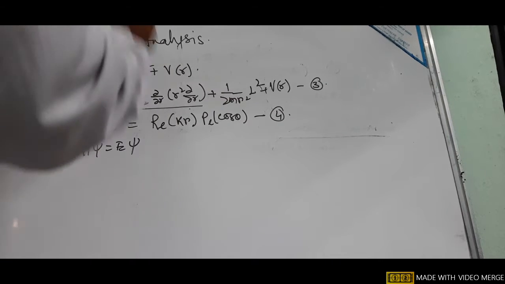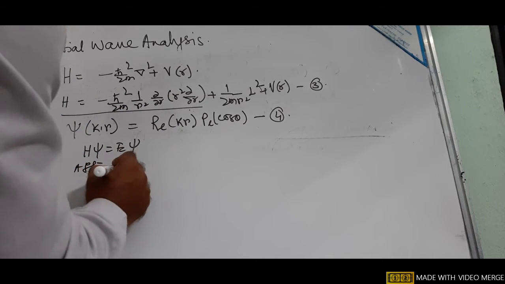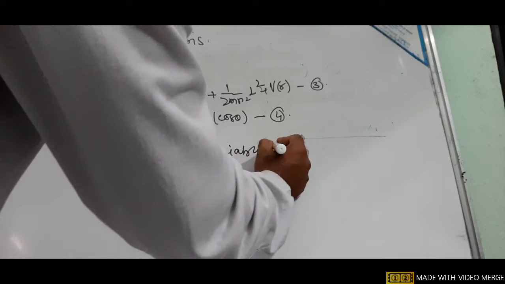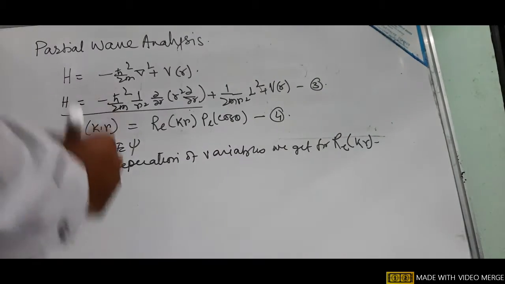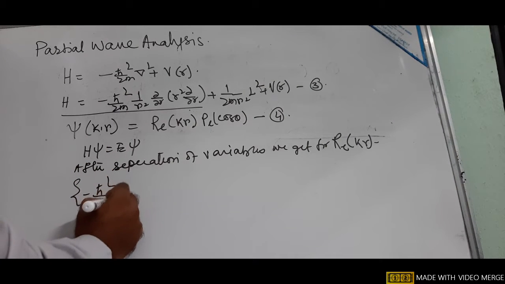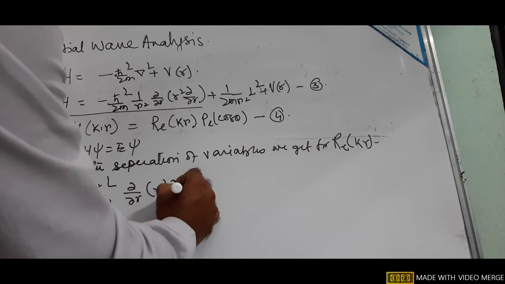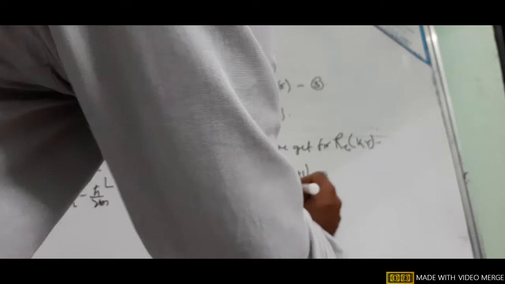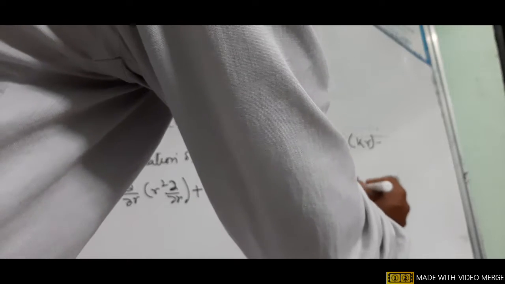So we put Hψ = Eψ. Therefore, after separation of the variables, we get for R_L(kr), the radial part, what do we get? −ħ²/2m [d/dr (r² d/dr)] + V(r) − E + L(L+1)ħ²/(2mr²) R_L(r) = 0. This is equation 6.